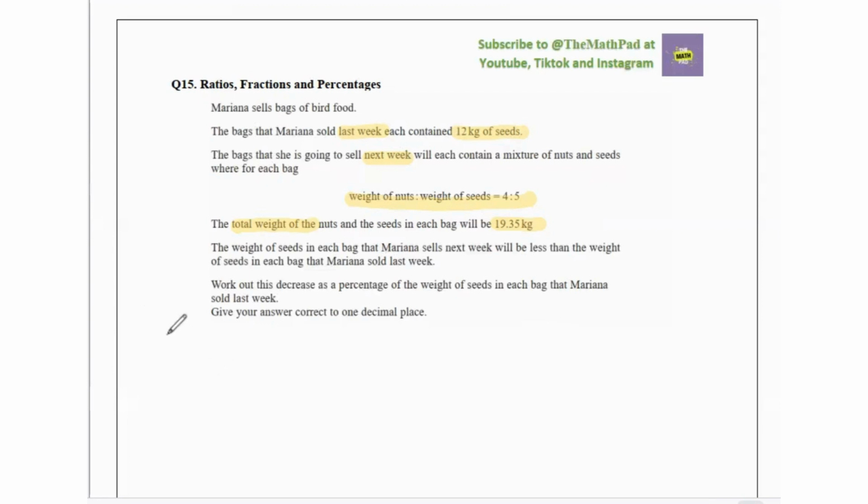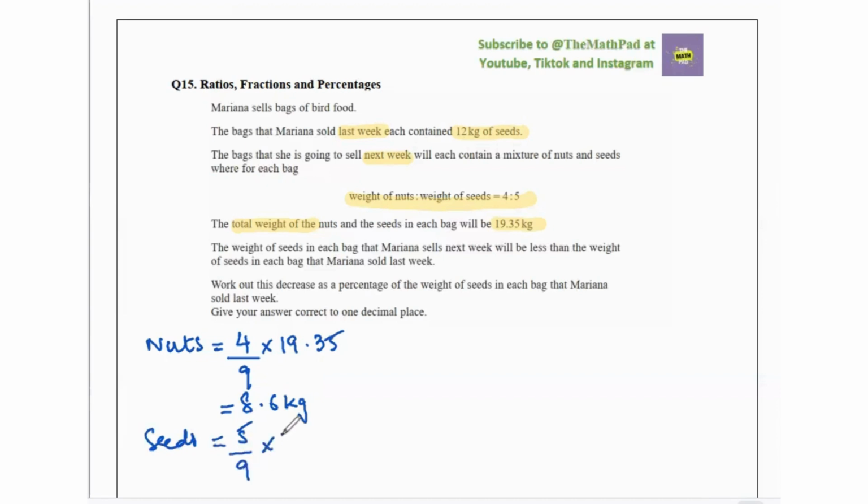So for nuts, that's going to be 4/9 times 19.35, which is going to give us 8.6 kg. And for seeds, it's going to be 5/9 times 19.35. Or you could even subtract 8.6 from 19.35, which is going to give us 10.75.